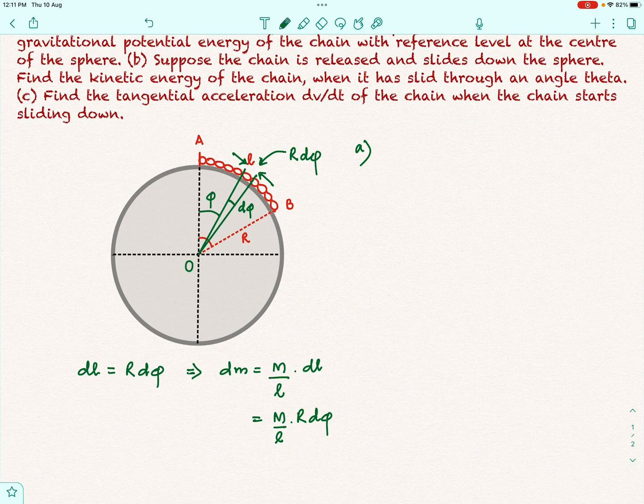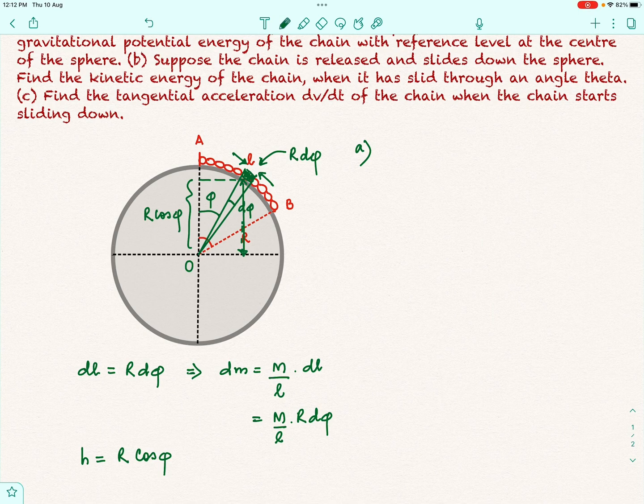Now, in order to find the potential energy of this small portion of the chain, this shaded portion in green, we need to get its height from the level of the point O. So we would be looking for this particular height over here. See that this height h, if we just drop a perpendicular over here, will be nothing but r cos phi. Do you see that this length is the same, r cos phi? So that's the height of this portion of the chain. We have got the height of this portion and we have got its mass.